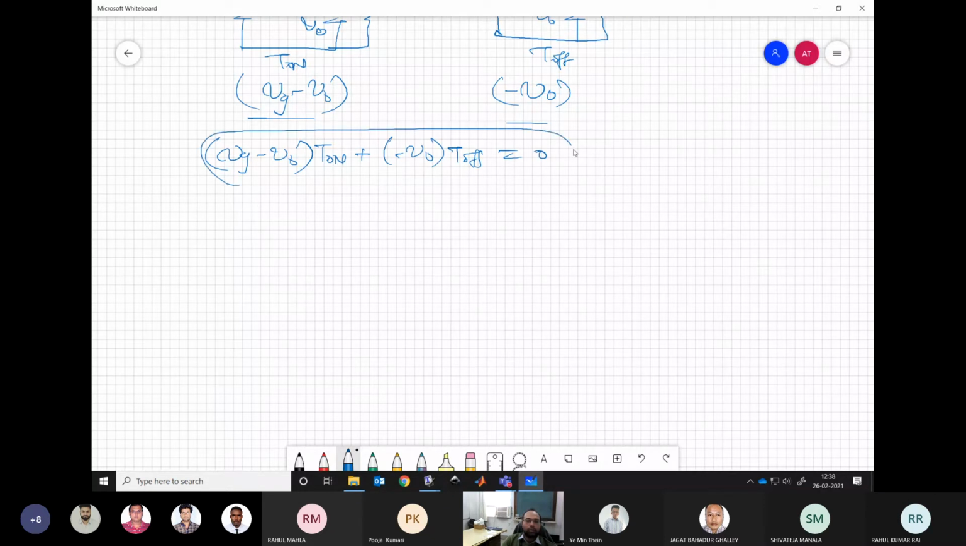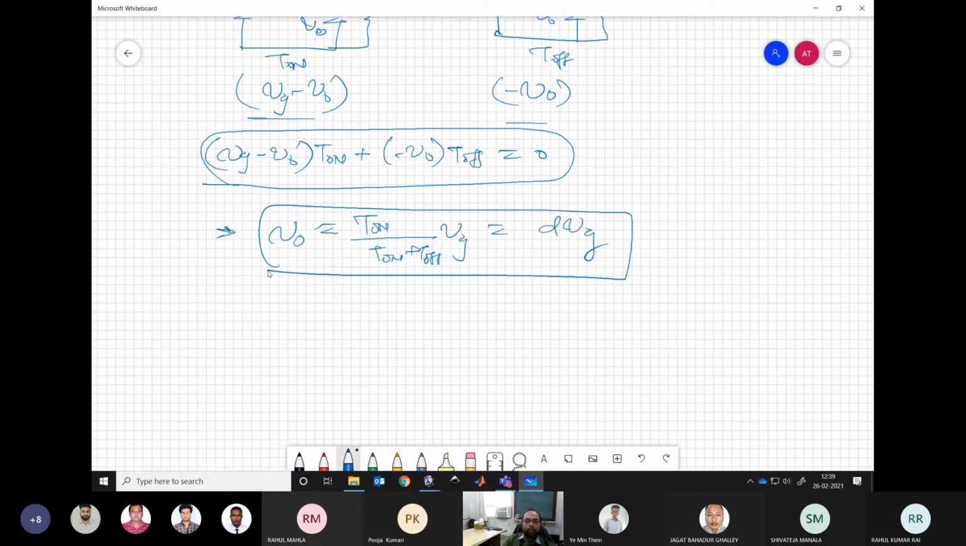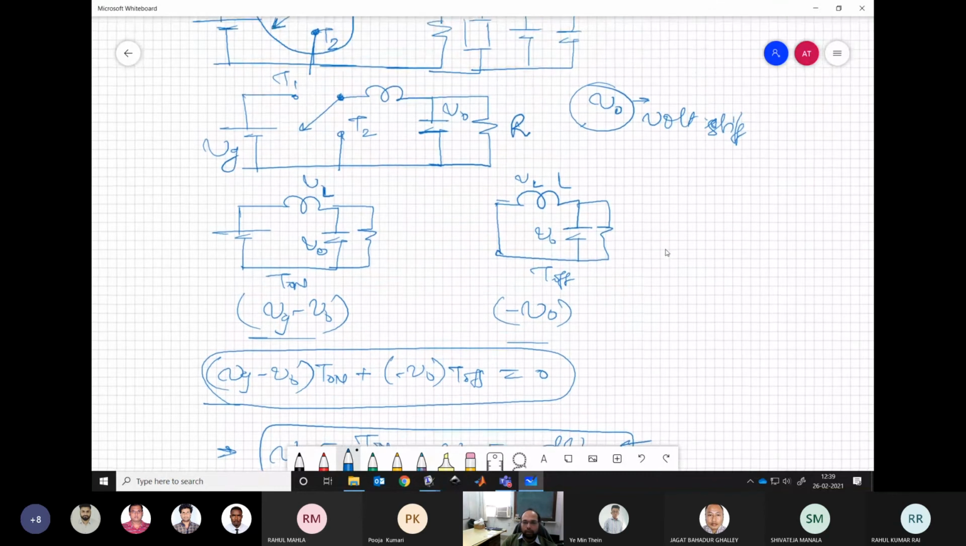So if we solve this, we will find again our famous buck converter equation, that V0 is equal to T on by T on plus T off times Vg, or in other words, the duty ratio of the switch PT1 times the input voltage. So this is the generic realization of our buck converter.